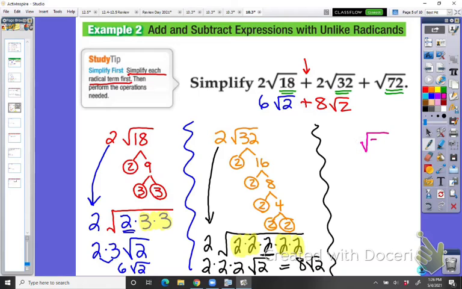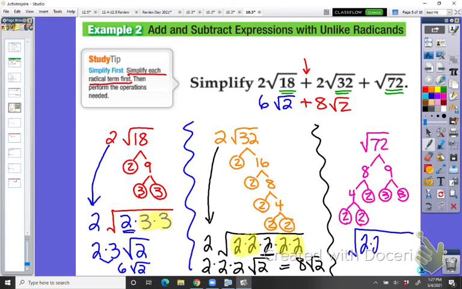And the last one does not have a coefficient in front of 72, but we need to break it down. So we can start with 8 times 9. 9 is 3 and 3. 8 is 4 and 2. And 4 is 2 and 2. So again, rewrite this as 1, 2, 3 2s, 2 3s. Look for pairs. You got a group of 2s and a group of 3s. So that brings a 2 in the front, a 3 in the front, and 1 2 left under. So this is 6 root 2. And we're adding again.